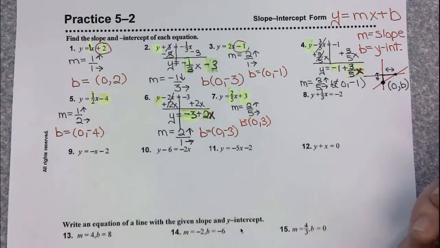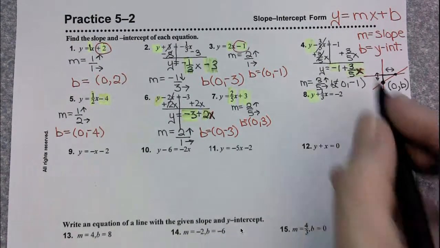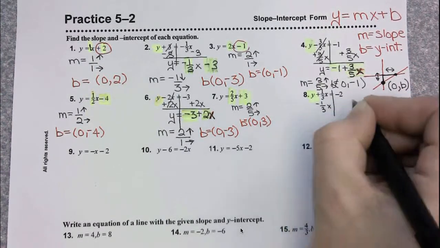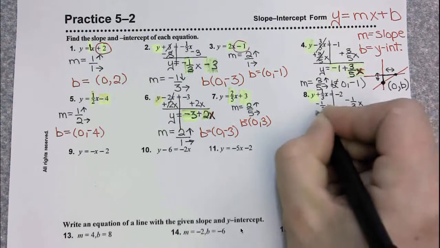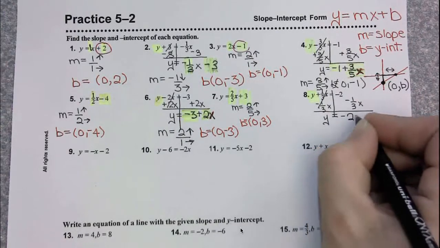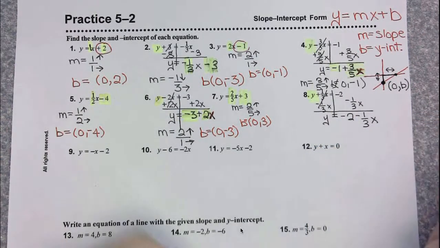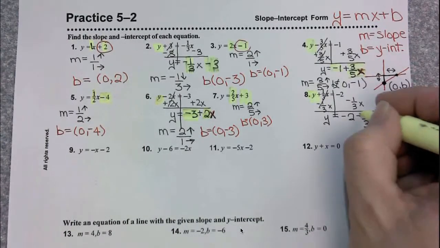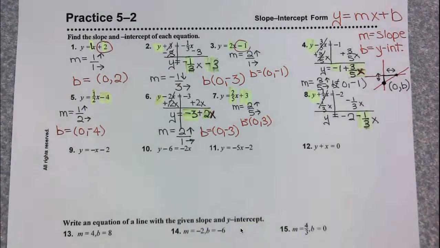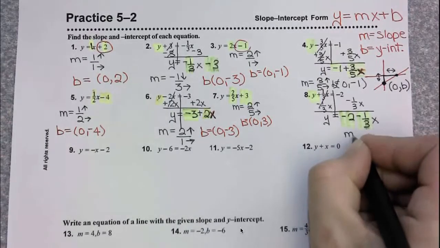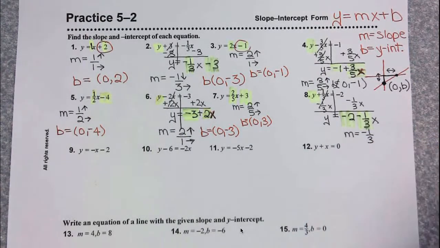Number 8, I need to put this in slope-intercept form, so I'm going to get y by itself. It means I need to move my 1/3 x, so minus 1/3 x to both sides. I'm using the opposite operation here. And y is equal to -2 minus 1/3 x. Slope is the number attached to the x, so my slope is -1/3. My y-intercept is -2. So slope is -1 over 3.